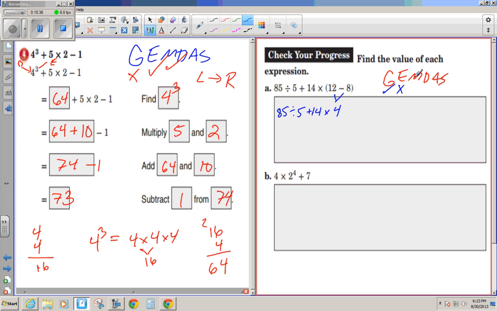Exponents. No exponents. Multiply and divide we do together from left to right. So, left to right, 85, there's division. So we do this division first. 85 divided by 5, let's work it out. How many times does 5 go into 85? 17 times.